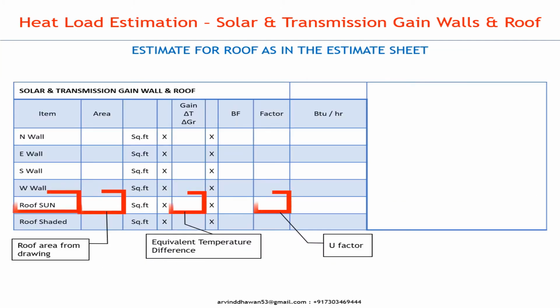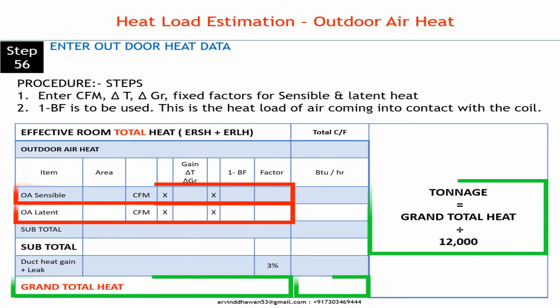Solar and transmission gain. Walls and roof. Estimate for roof as in the estimate sheet. Outdoor air heat. Step 56. Enter outdoor heat data. Procedure steps.